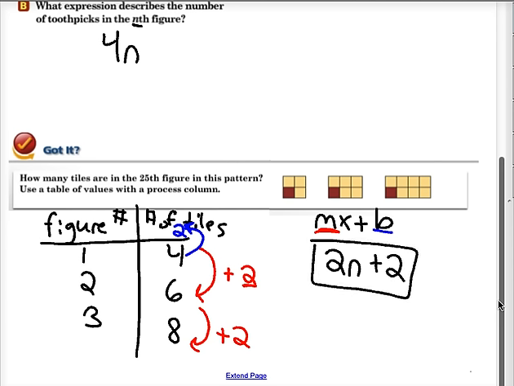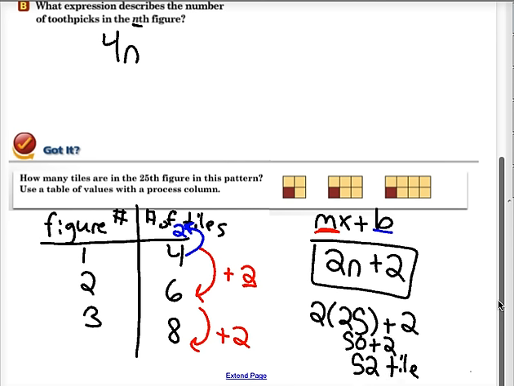So now that I have that, I can take any figure, plug that in, and that'll be how many tiles are in that figure. If I want to know how many are in the 25th figure, I just plug in 25. 2 times 25, so 50 plus 2, there will be 52 tiles in the 25th figure.